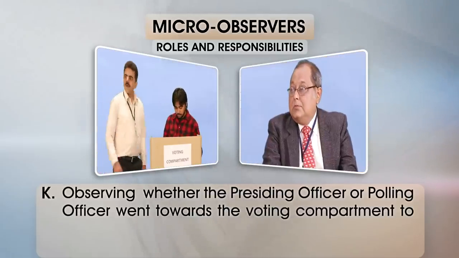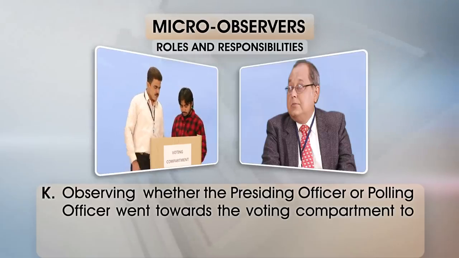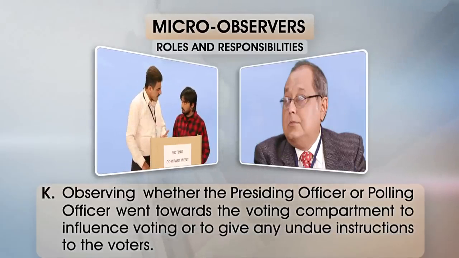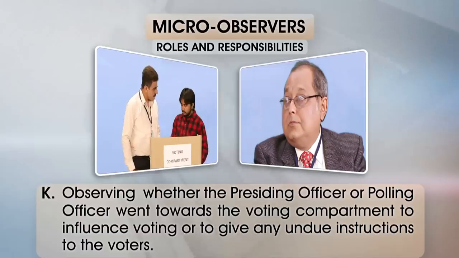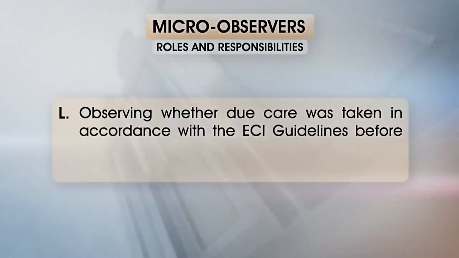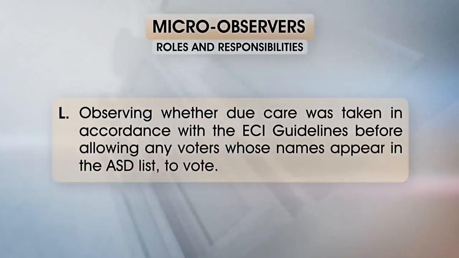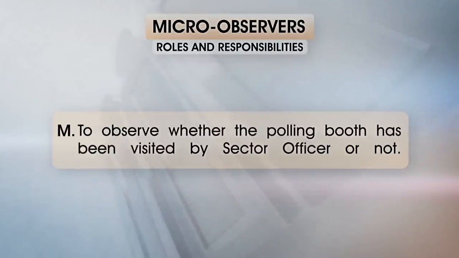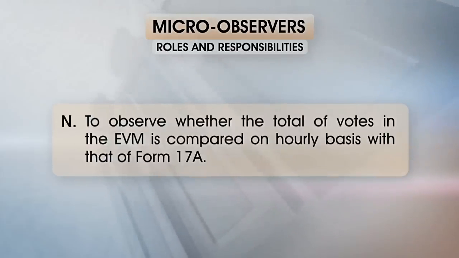Observing whether the presiding officer or polling officer went towards the voting compartment to influence voting or to give any undue instructions to the voters. Observing whether due care was taken in accordance with the ECI guidelines before allowing any voters whose names appear in the ASD list to vote. To observe whether the polling booth has been visited by the sector officer or not. To observe whether the total of votes in the EVM is compared on an hourly basis with that of Form 17A.